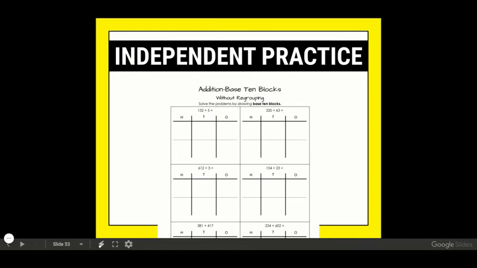All right, your independent practice for today is very similar to what we did yesterday, except today we are going into the hundreds. So remember, this might be easier to print it out and do it just on paper with drawing the hundreds, tens, and ones. But if you need to do it on Google Slides, you can also do it that way.